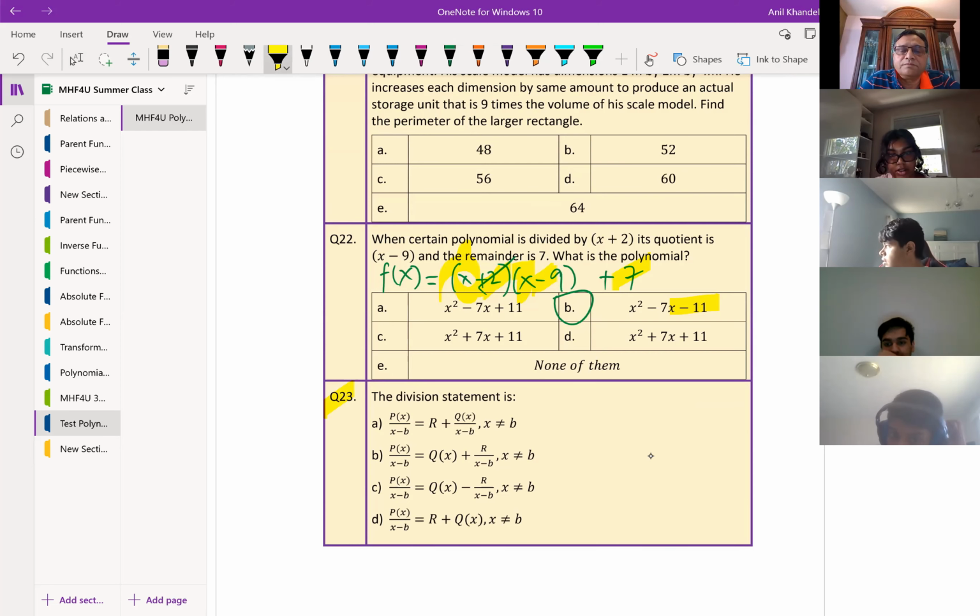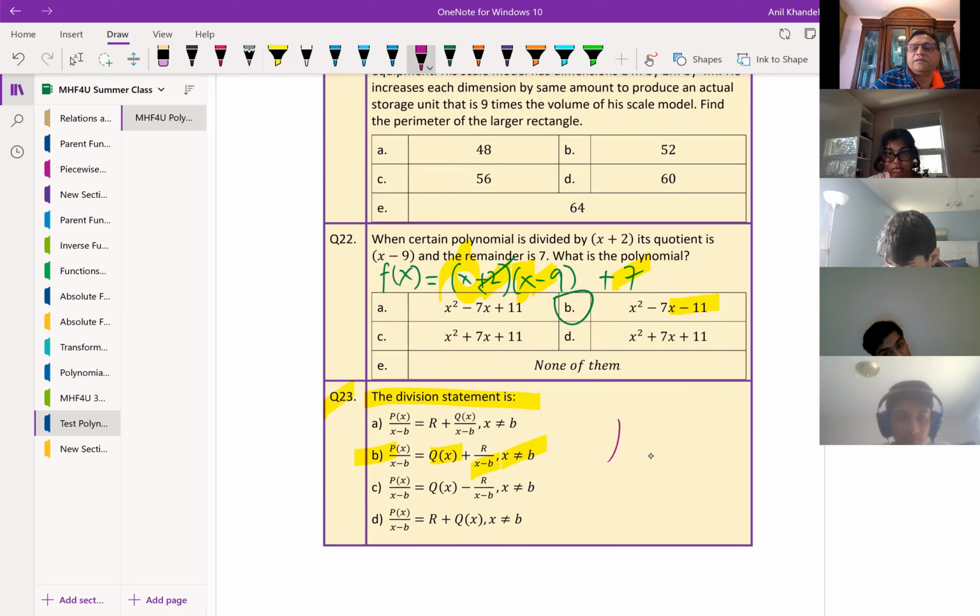The division statement is, which one of these? I don't understand the question. What is the division statement? Sir, can I try? Yeah, try. Sir, would it be B? Yes. When you divide a polynomial by x minus b, you get a quotient plus the remainder divided by x minus b. Yeah, that is correct. Divide by this and this. That is correct. This is the division statement, right?